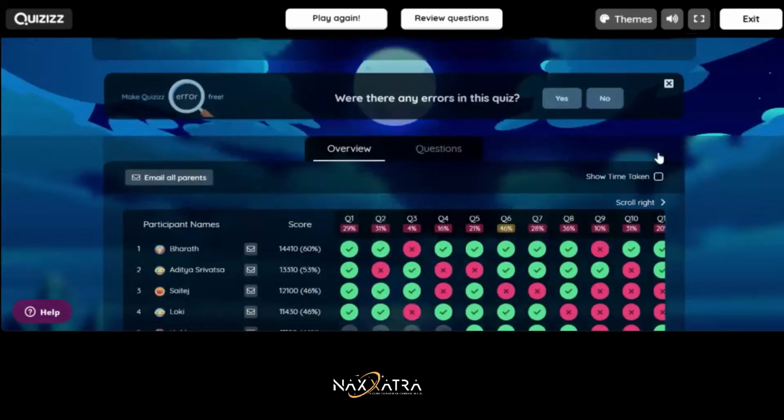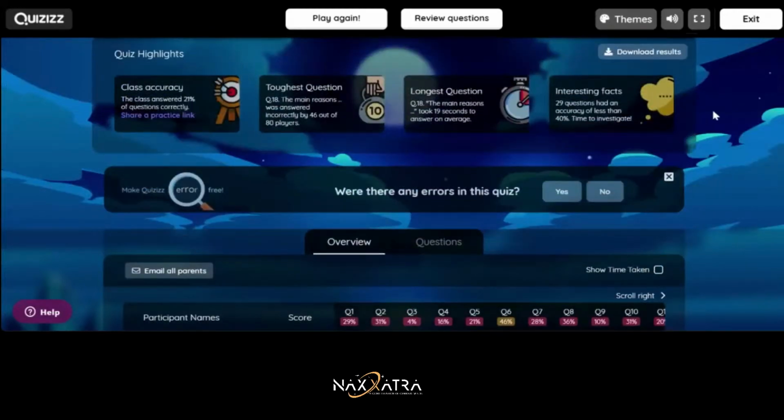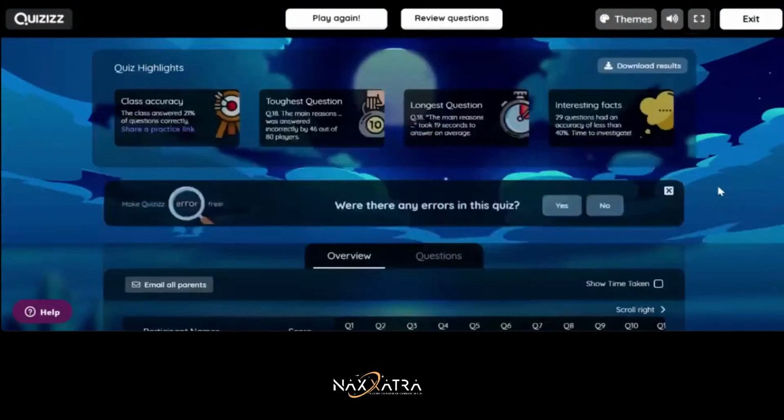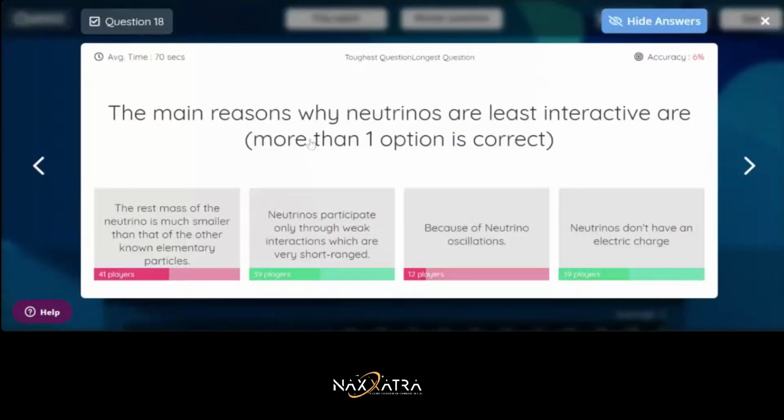Okay. I saw that a lot of people were first, sometimes in third place, and then went down to sixth place. So yeah, a pretty dynamic leaderboard. On the highlights, it says the toughest question was, can you click on that toughest question? Question 18: the main reasons why neutrinos are least interactive. Wow. Only 39 players got it right, I think. The tough thing is choosing multiple answers; they might choose only one correct answer.